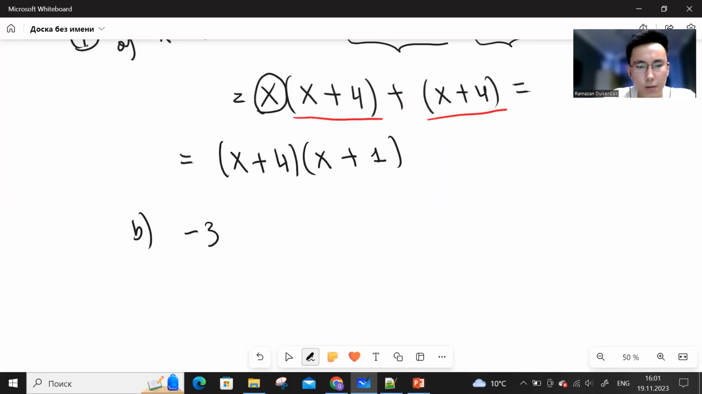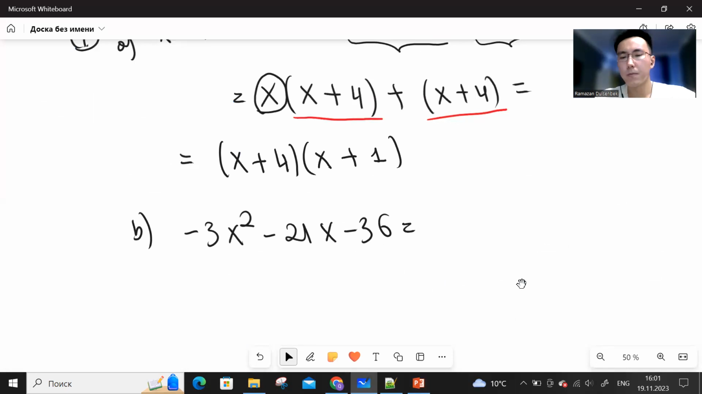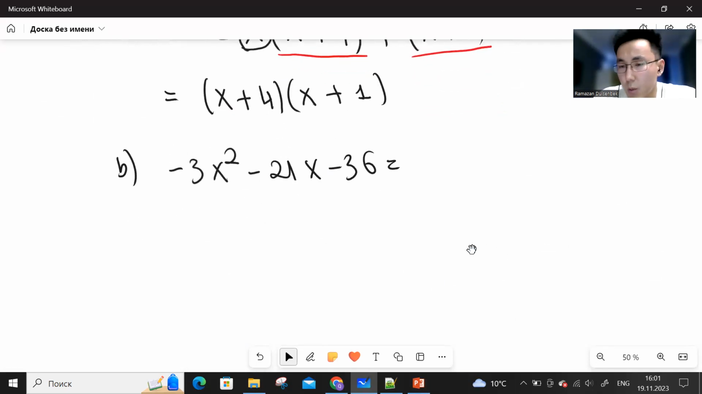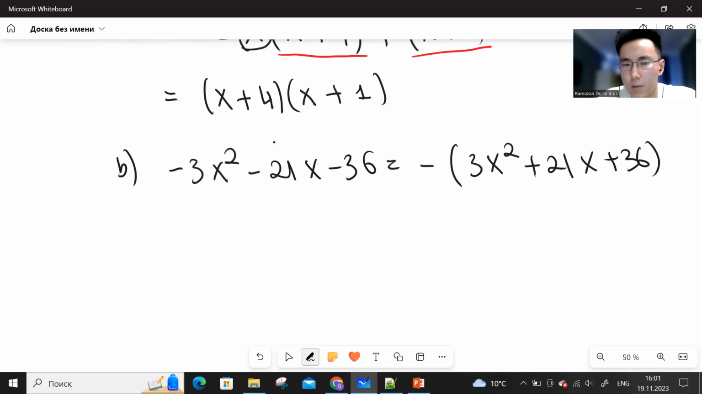Minus 3x squared minus 21x minus 36. To be honest, I don't like to work with negative numbers. So I will take this negative sign out of the bracket, and all the signs of the elements will be changed to the opposite one. So I will have all positives because they were all negative. I took this minus out of the brackets, so all the signs of these three elements change to the opposite sign. They are all positive now.